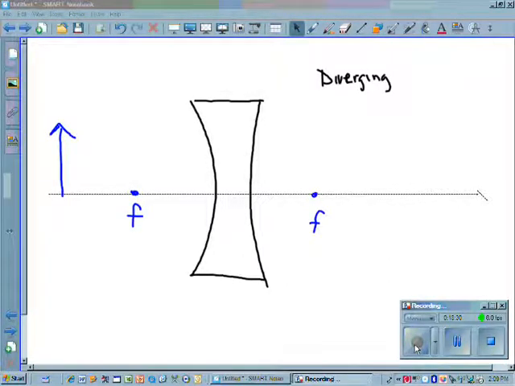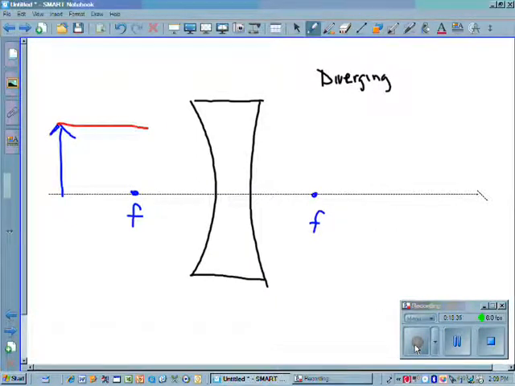Now, the first step, they said, is to draw a ray parallel to the principal axis. But since this is a diverging lens now, instead of the ray coming down towards the focal point, what does this lens do? It bends it away. So it actually comes up like this. But when your eye sees it, it's going to follow it back through the focal point. Everybody sort of got that?